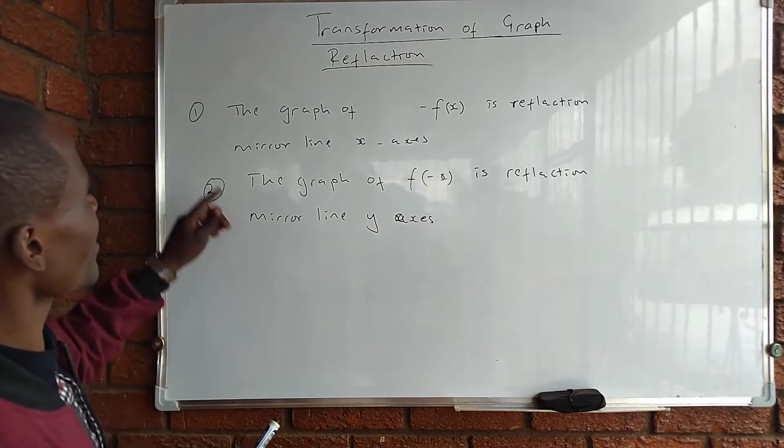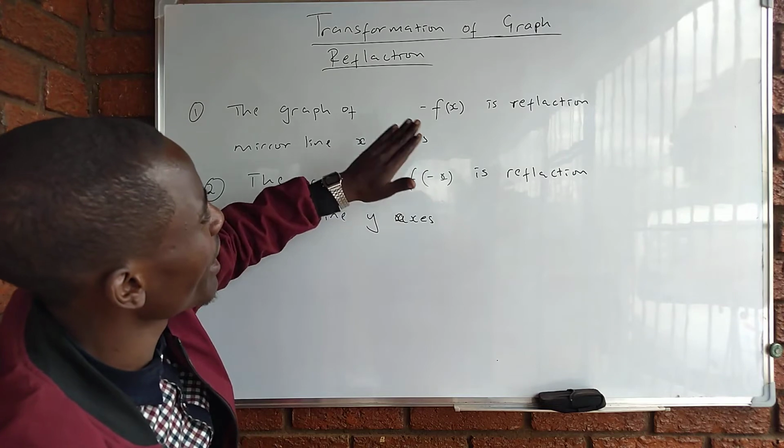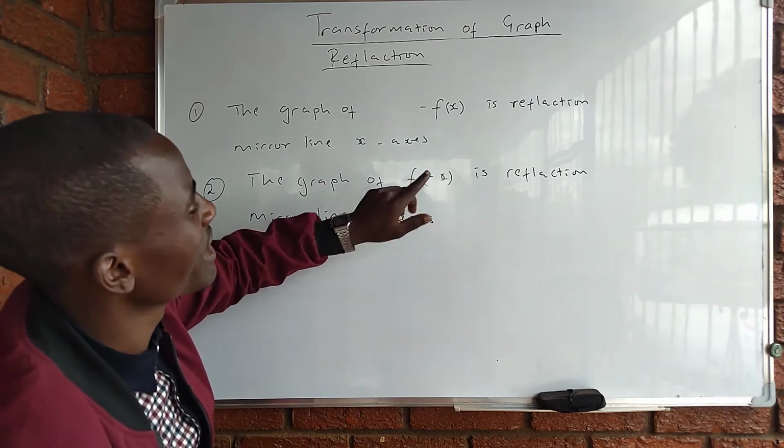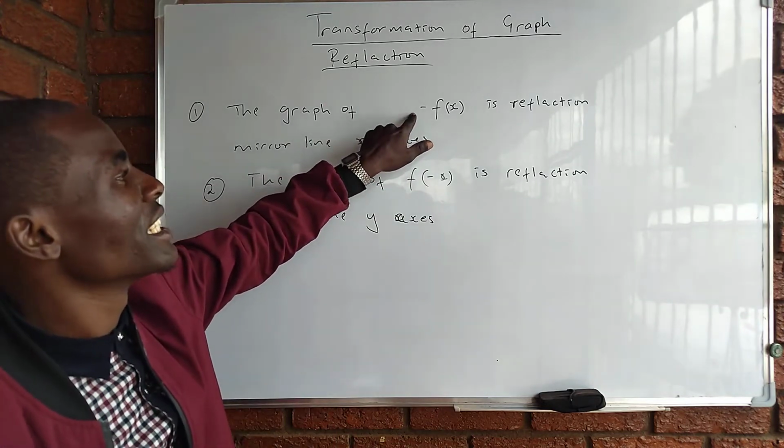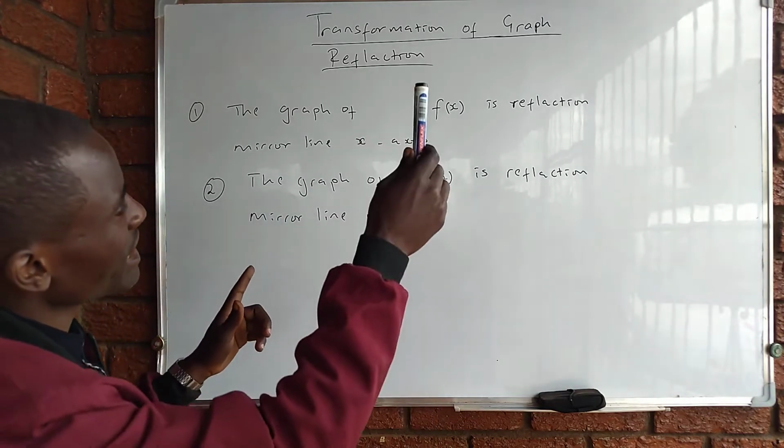Saka ukaziva stretch watoziva reflection, because stretch kana number iri kunze ndiye kwa y, kana number iri mukati ndiye kwa x, but kana sign iri kunze ndiye kwa x, kana sign iri mukati ndiye kwa y. Saka opposite iri pa stretch ne reflection.